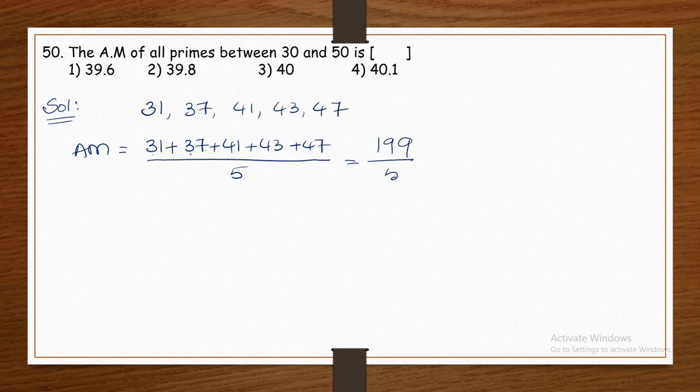So 19 divided by 5. In the 5 table, 5 3s are 15. Next, 49 is left, right? So 9 times 5 is 45. Next I will be left with 4, so 39.8 is my answer. Hence the arithmetic mean of all primes between 30 and 50 is 39.8, right?